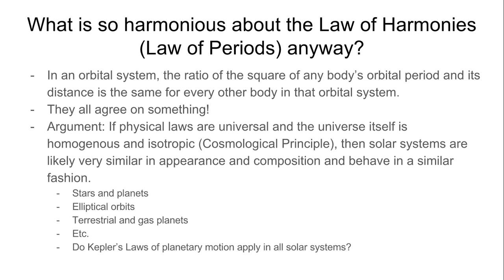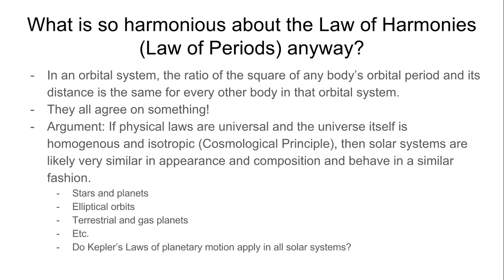But in an orbital system, the ratio between the square of any body's orbital period, T squared, and the cube of its distance, is the same for every body in the orbital system. Which means that if that ratio, when calculated for every single body in that system, is exactly the same, they're harmonious. They agree on something, and that's really what harmonious is. It's agreement on something. In this case, their periods are all different, their distances are all different, but the ratio of the square of the period and the cube of the distance all agree.